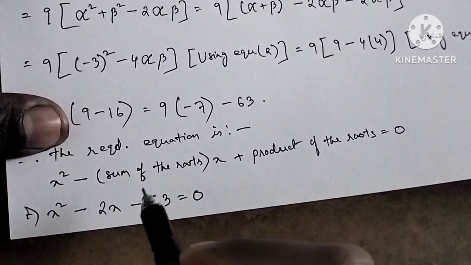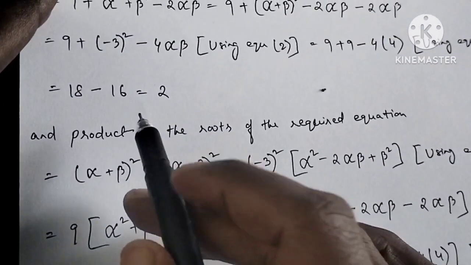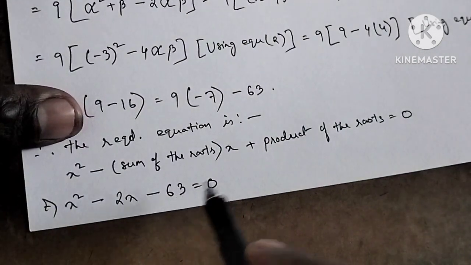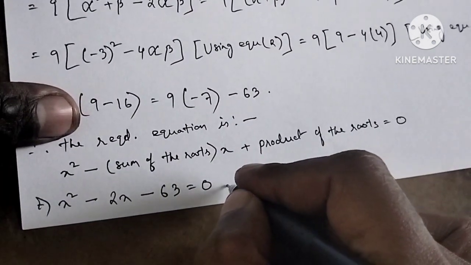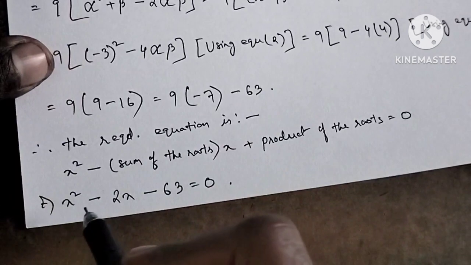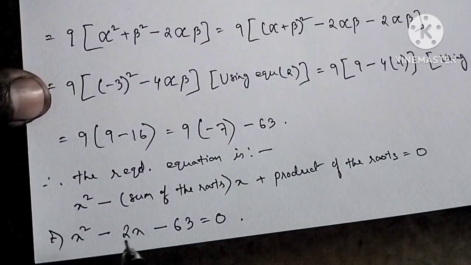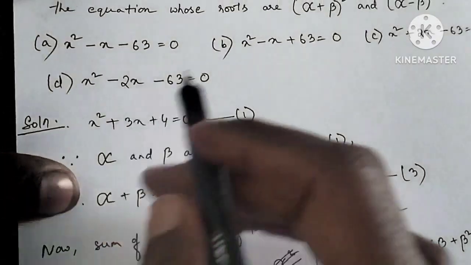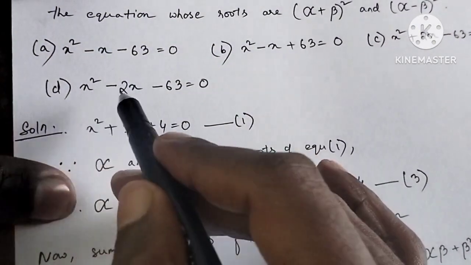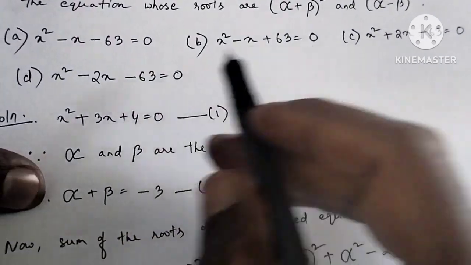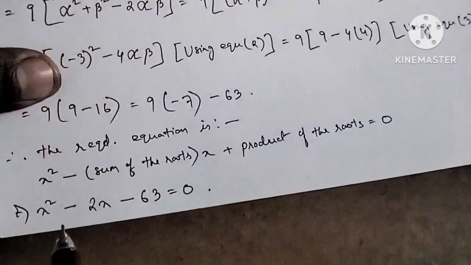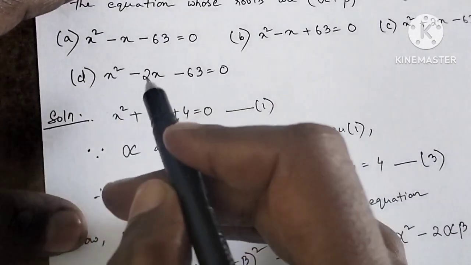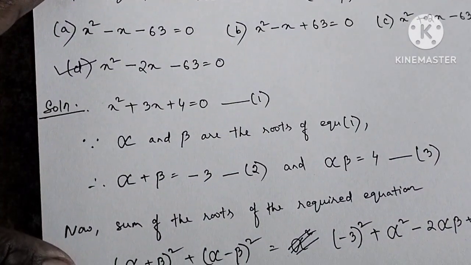x square minus 2x minus 63 is equal to 0. So this is the final answer, the required equation is this. So this is option number D, x square minus 2x minus 63 is equal to 0. Here it has been given plus 2x in option number C, but not minus 2x minus 63. So option number D is the correct option. Clear? Thanks for watching.